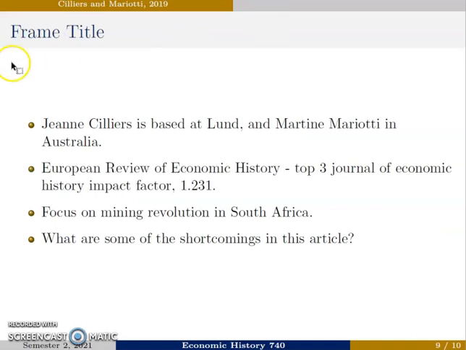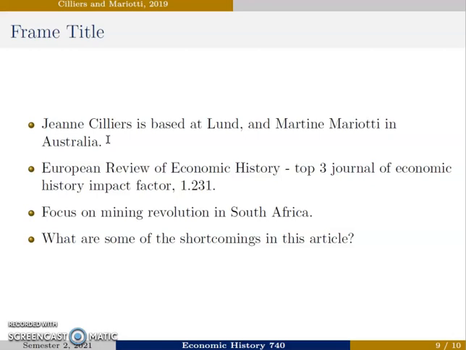Oh, frame title. This should be Cilliers and Mariotti. Again, a relatively recent article, 2019. Jeanne Cilliers and I studied together. She's now based at Lund. Martine Mariotti is in Australia at the Australian National University. Martine Mariotti is also an associate at Stellenbosch University.